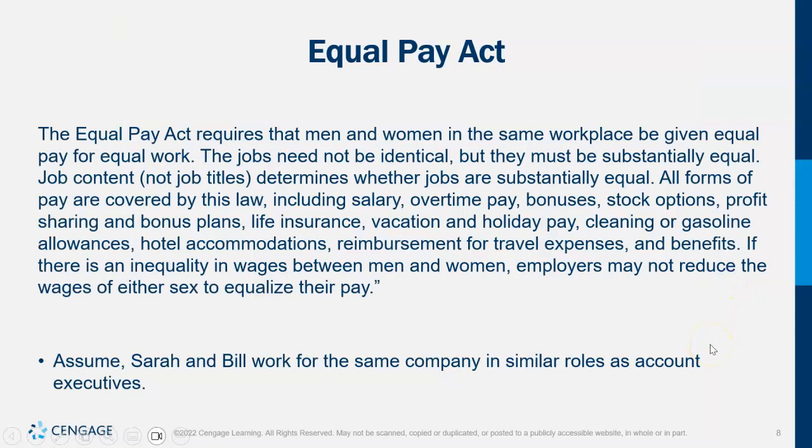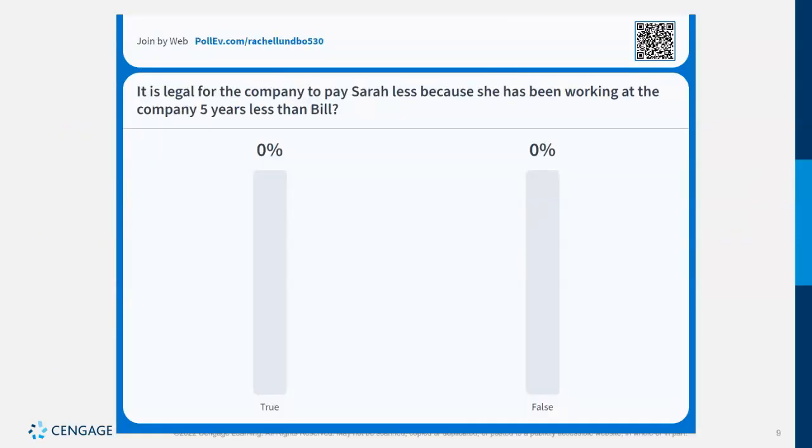Next, we'll look at the Equal Pay Act, which requires that men and women in the same workplace and in similar jobs, not identical but substantially similar, are paid similarly. So in this situation, we're going to assume that Sarah and Bill work for the same company in similar roles as account executives. True or false? It is legal for the company to pay Sarah less because she has been working at the company 5 years less than Bill. That is true, because in this situation, Sarah has less experience and less time on the job. So they're not discriminating because of gender. She's paid less because of less time.